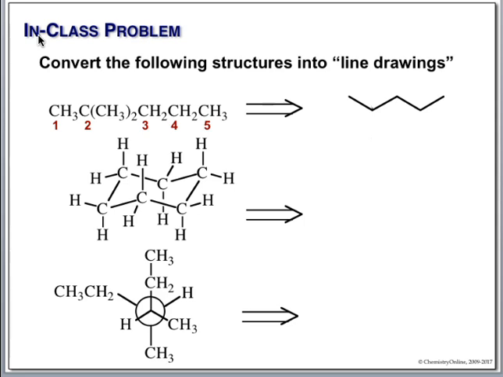Now, we look here at carbon number 2. We have 2 methyl groups, right? What's a methyl group in a line drawing? It's just a truncated line coming off, isn't it? So here on carbon 2, we have 2 methyl groups, and they simply look like that. Two CH3s attached to carbon 2.